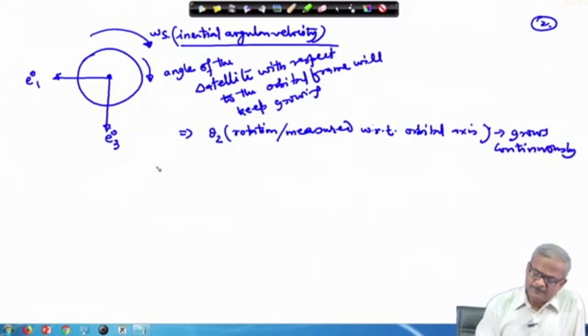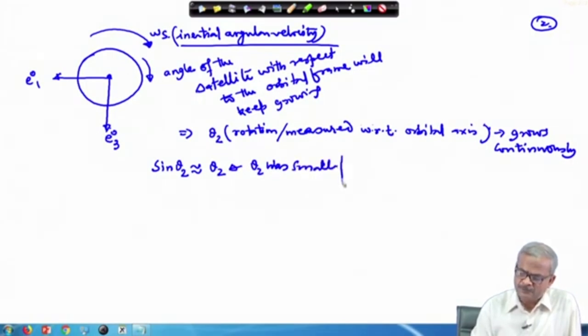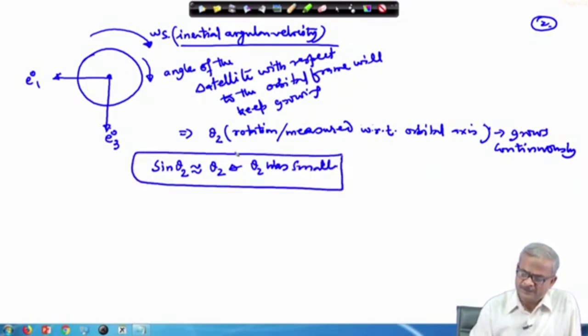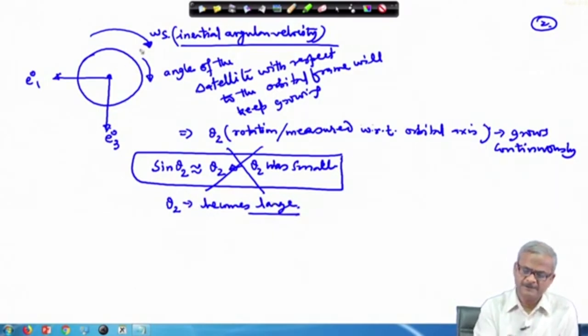So far, as you have seen in all our previous discussion while doing the stability analysis, we have approximated terms like sin theta 2 equal to theta 2 because theta 2 was small. But this condition is no longer valid. Now theta 2 becomes large because of the continuous rotation, it is continuously spinning.